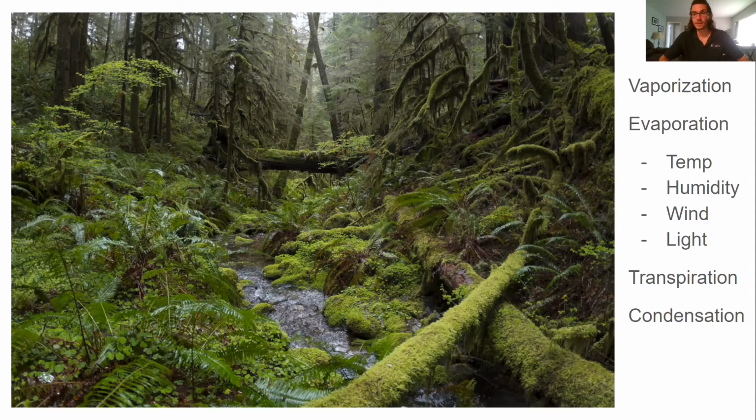So light is going to warm up an area, right? So the more solar radiation there is, the warmer an area is going to be. And we know warmer environments allow for greater evaporation rates. But also plants use light for photosynthesis to make food.